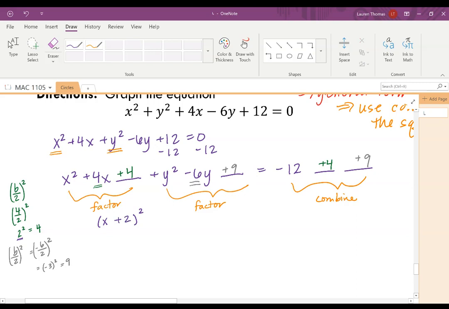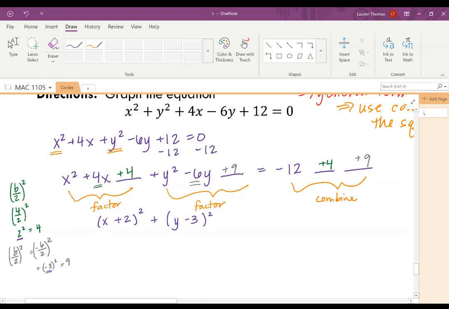I'm going to go ahead and factor my y terms. So I'm going to say y plus quantity squared. Your y is going to go in the front. Remember the value that goes in here is going to be b divided by 2 before we squared it. So when we look at our y terms, our b divided by 2 was -3. So I'm going to put -3.